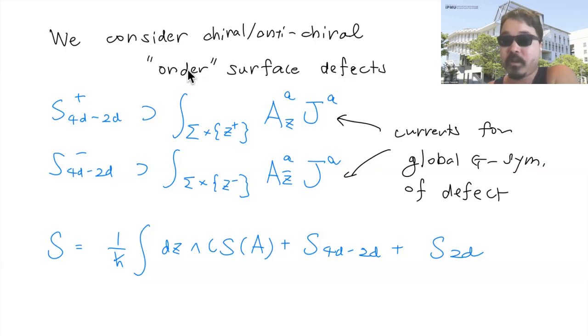Disorder defects and order defects are different in that order defects have their own degrees of freedom. So they have a 2D Lagrangian, and they couple to the 4D Chern-Simons theory through interactions. Whereas for a disorder defect, there is no localized degrees of freedom per se, but it just imposes a singularity of the gauge field. So here I consider order defects, which means having some Lagrangian. For example, this is S_2D, the Lagrangian of the defect itself. And there's a Lagrangian of the 4D Chern-Simons theory itself. And then it couples through the current of the 2D defect.